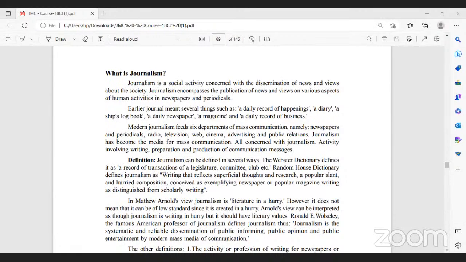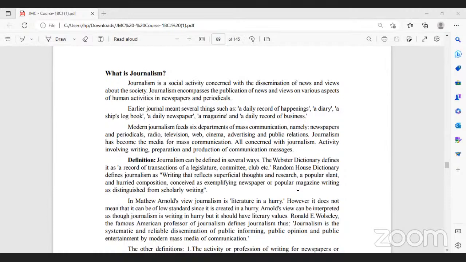Journalism is basically a social activity concerned with the dissemination of news and views about the society, which encompasses the publication of news and views on various aspects, basically talking about human activities, and that is printed in newspapers or periodicals. So firstly, it is a social activity. Secondly, it disseminates information. It talks about the views of the society, and it is a kind of publication where the news and views on various aspects, most importantly human activities, are published. That publication can be in newspapers and in periodicals as well.